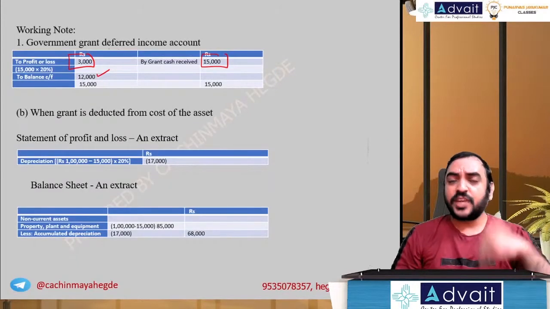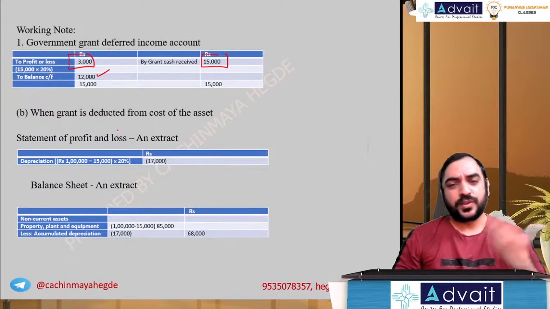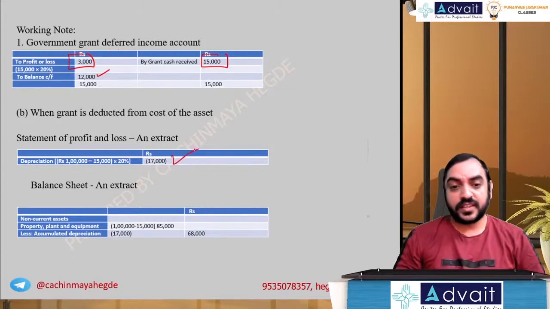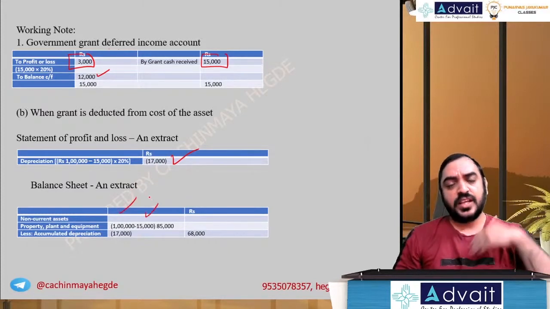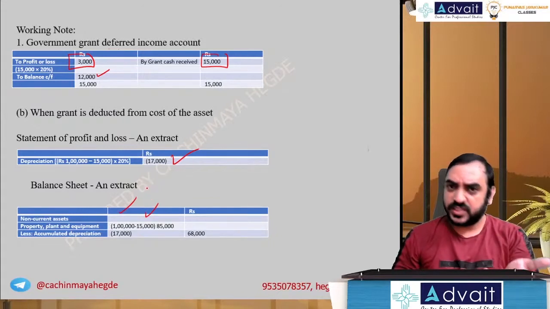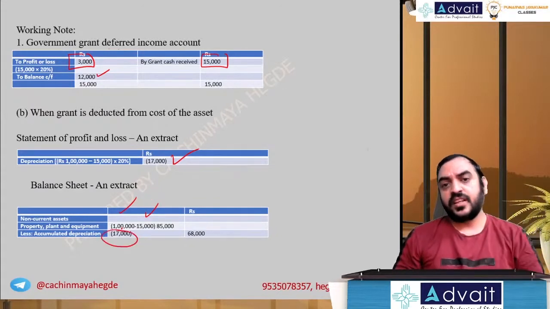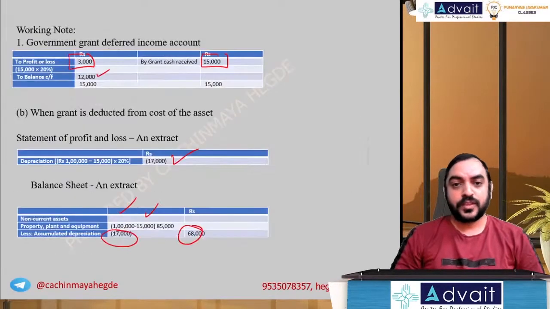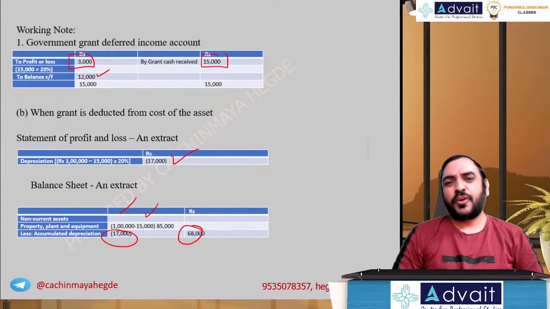If it is deducted from the cost of the asset, then straightforward depreciation 17,000. How we calculate? 1 lakh minus 15,000, 20%, net amount I showed you already 17,000. And in the balance sheet, 1 lakh cost of the asset, 15,000 grant subtracted, 85,000 is the net cost, and depreciation 17,000. The balance 68,000 comes in the balance sheet. So that's the very straightforward one.